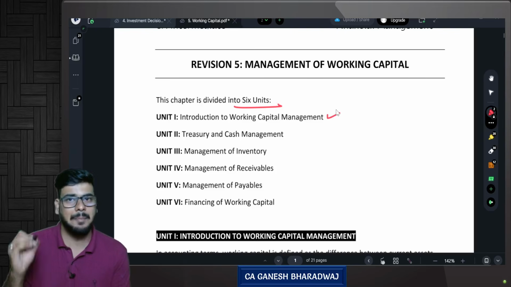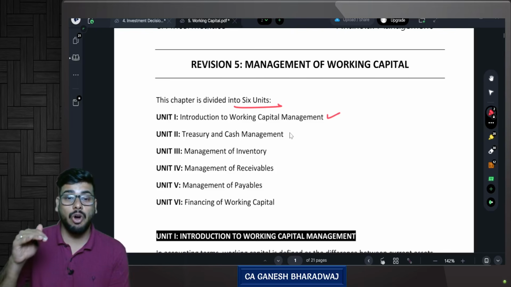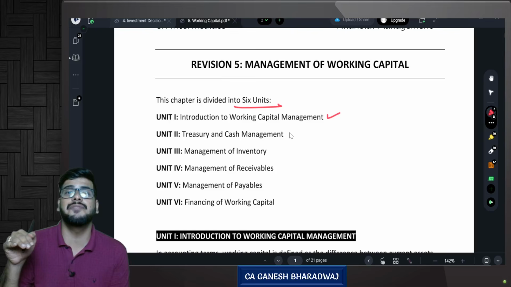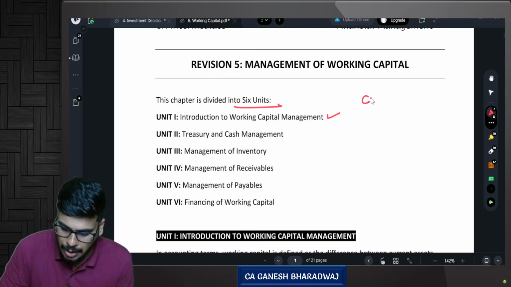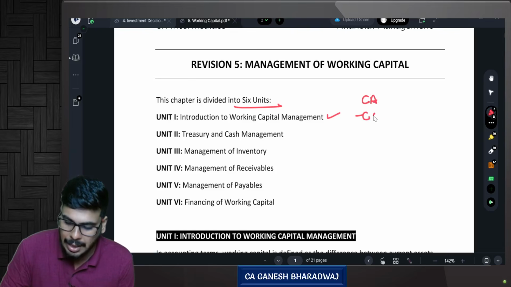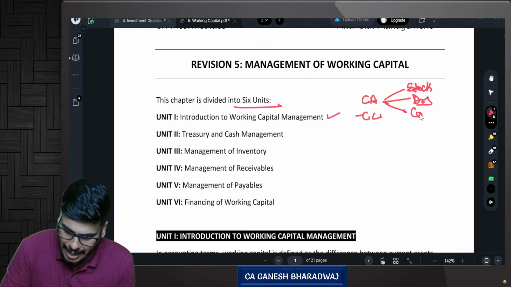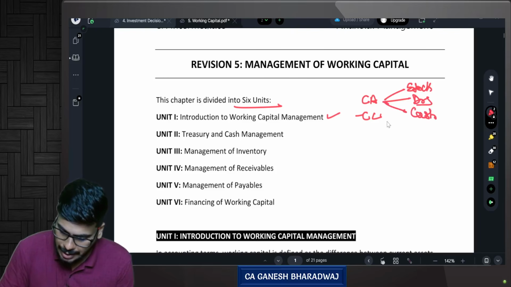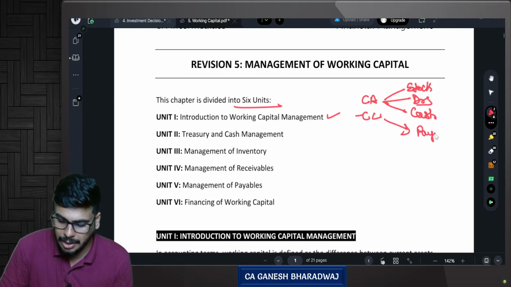Introduction to working capital management covers the basic concepts of working capital. Then they go on to explain each and every component of working capital. So working capital is what? Current assets minus current liabilities. Current assets typically can have what? It can have stock, correct? Then it can have debtors, then it can have cash, correct? Right? Then current liabilities can generally have what? Payables, correct or not? Or creditors, yes.